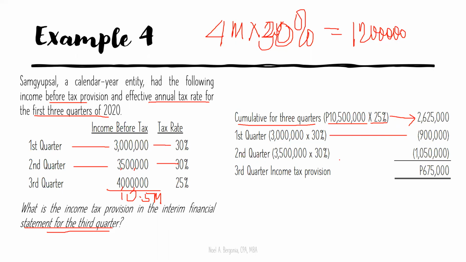And in the second quarter, you have already recognized 1,050,000. So the third quarter income tax provision we have left is 675,000. So see the difference, no?